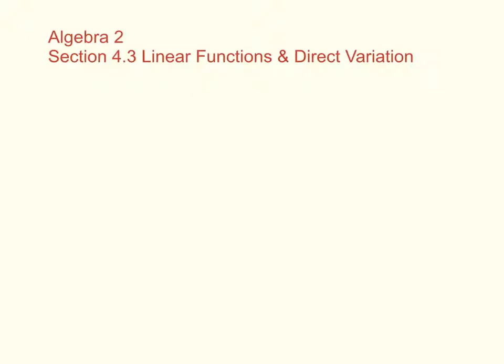This Algebra 2 lesson on section 4.3 deals with linear functions and direct variation. The two main ideas that we want to look at today are how to determine whether a linear function is one-to-one and what is direct variation.